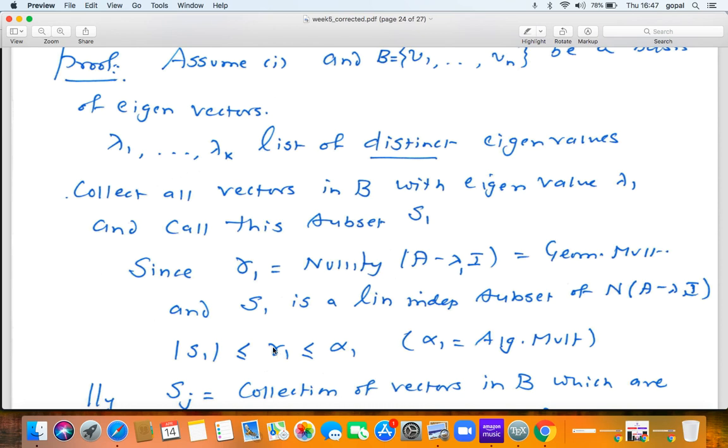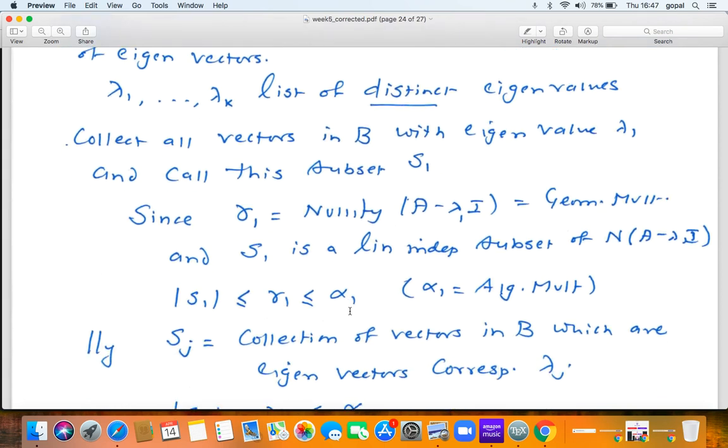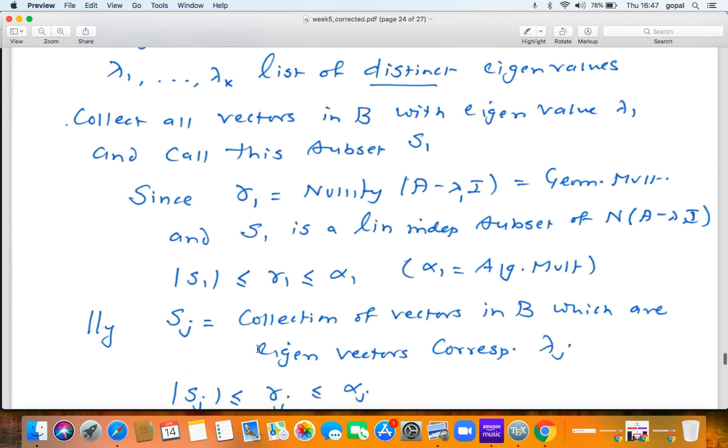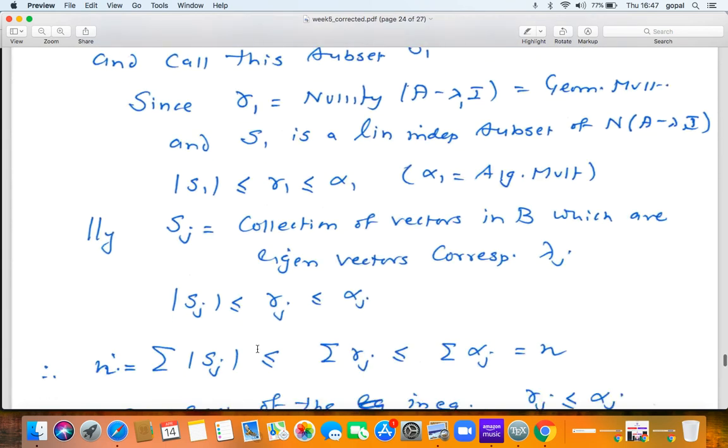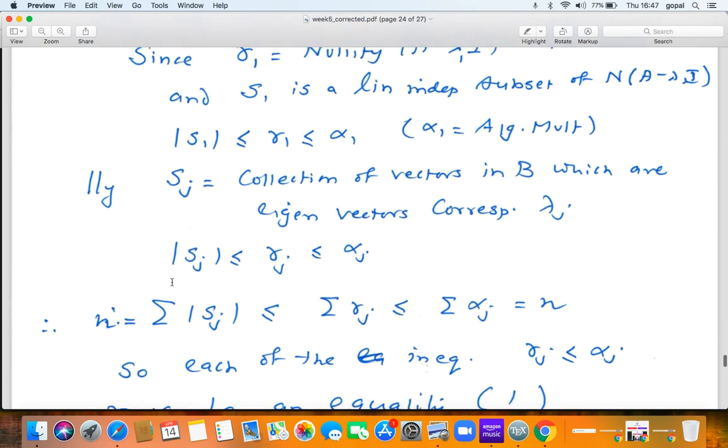And the geometric multiplicity gamma 1 must be less than or equal to the algebraic multiplicity alpha 1. Similarly for S2, similarly for S3. So mod Sj is less than or equal to gamma j, which is less than or equal to alpha j. Let us sum over j. Then n will be equal to the summation of mod Sj, less than or equal to the summation of gamma j, less than or equal to the summation of alpha j.